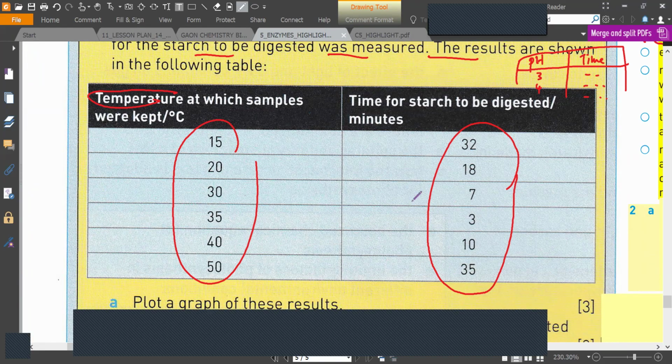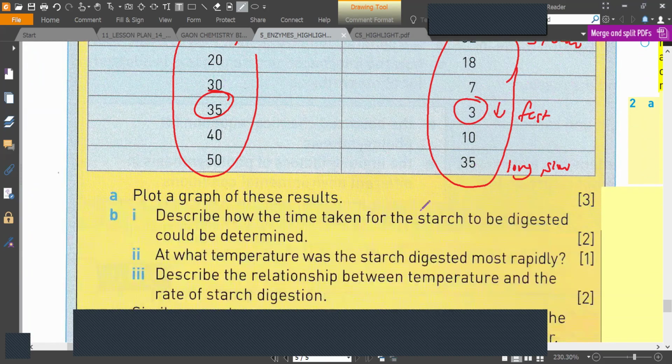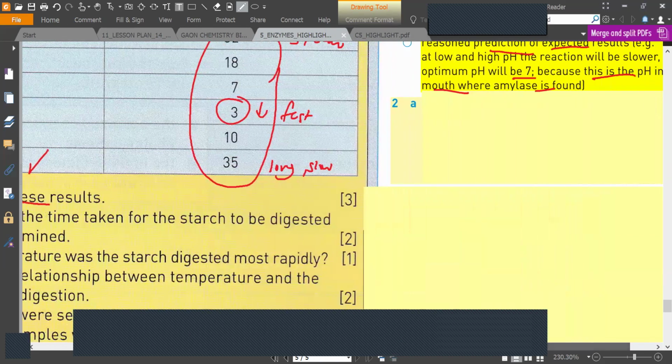At 35 degrees, the time is low, which means it happened very fast. Here the time taken is long, and here the time taken is long, so we are saying the reaction is very slow. First part, plot a graph of this result. If we plot it carefully, we should get something like this.